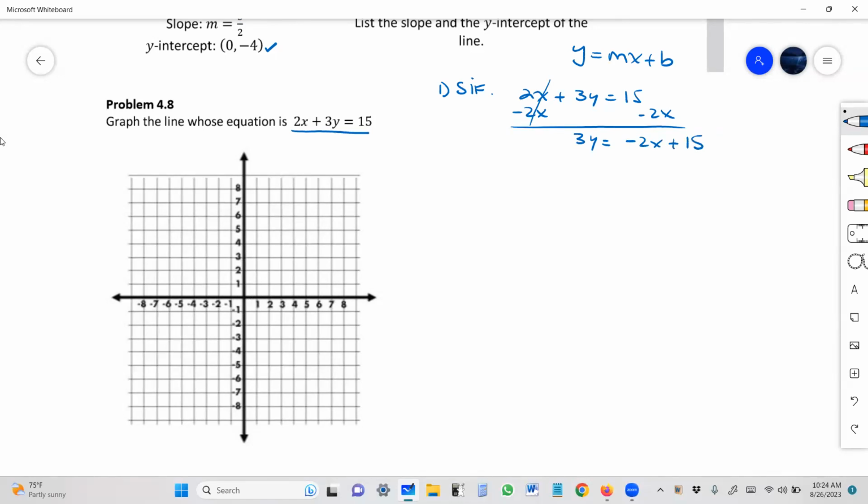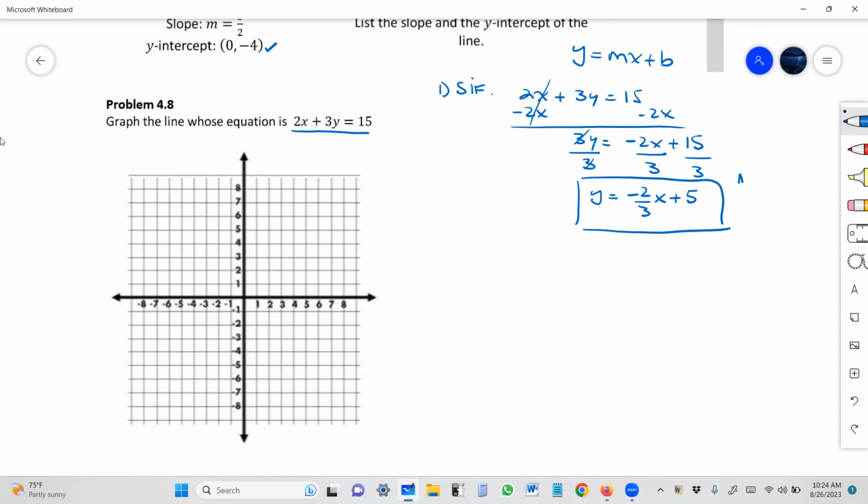And I cannot have more than one y on the left, so I'm going to divide everything by 3. These two will cancel. Negative 2/3 x plus 15 divided by 3, 5. This is the equation that we want.